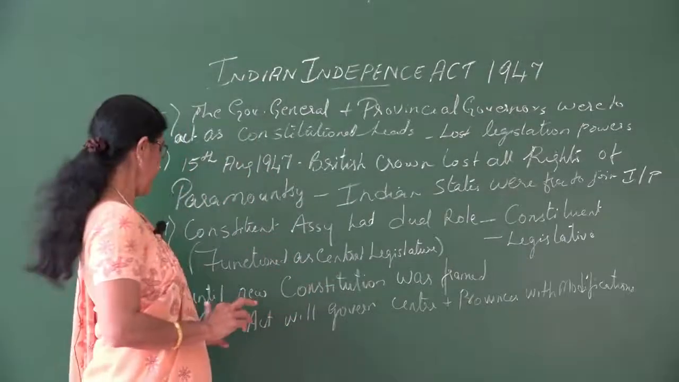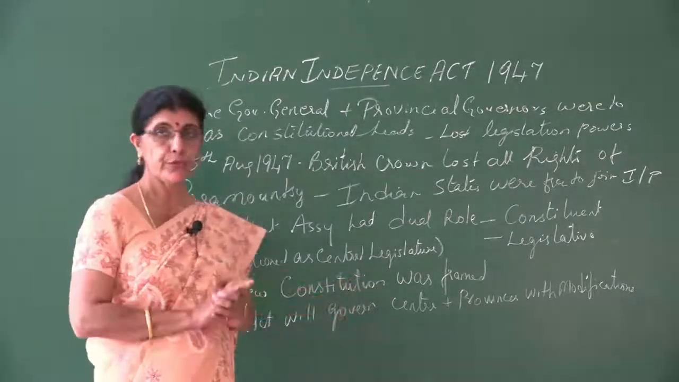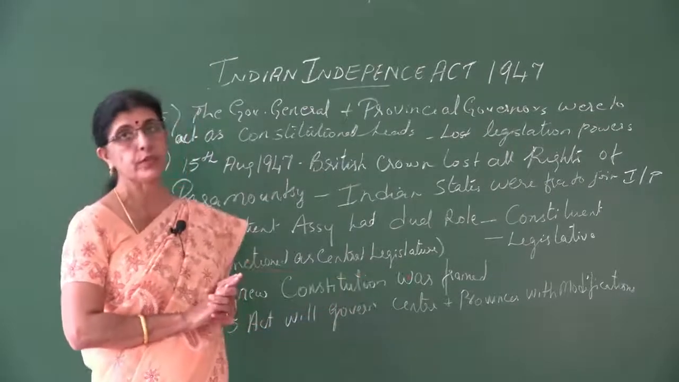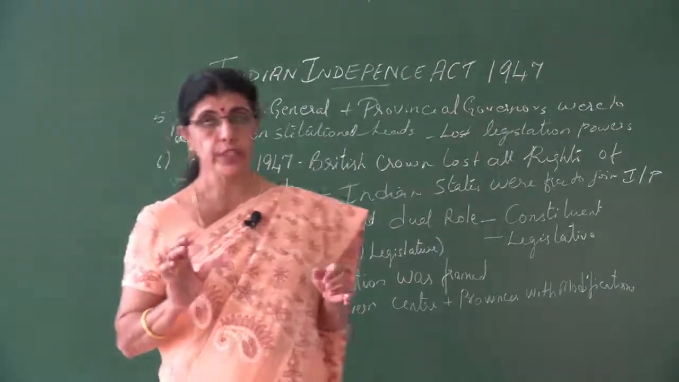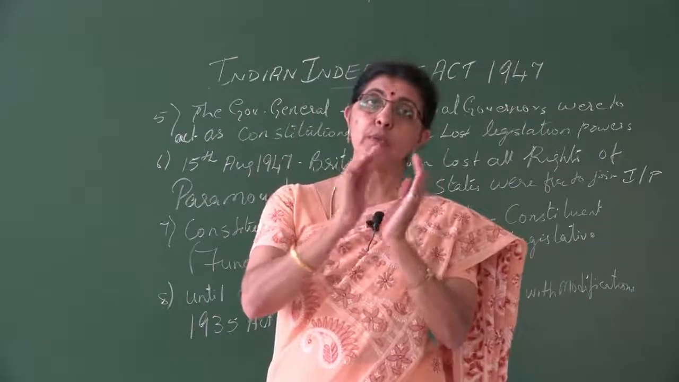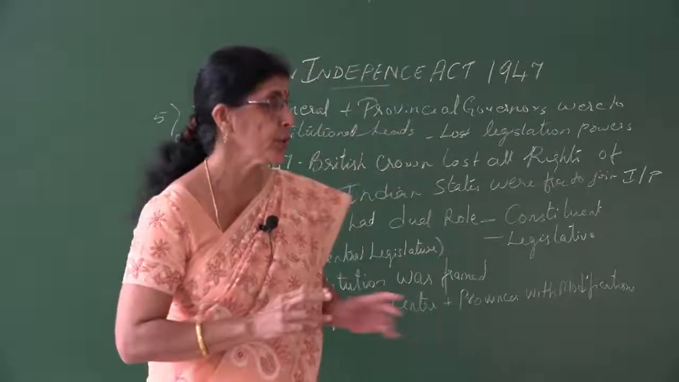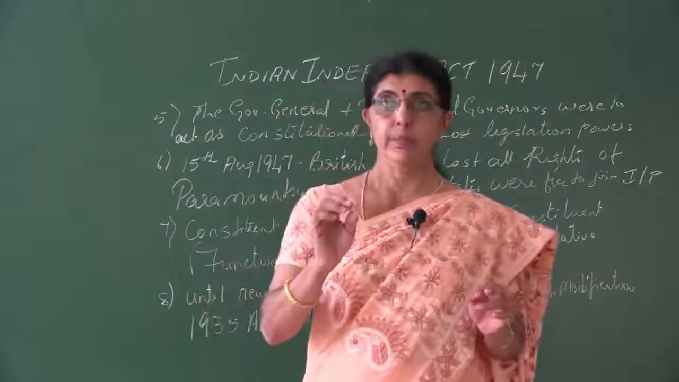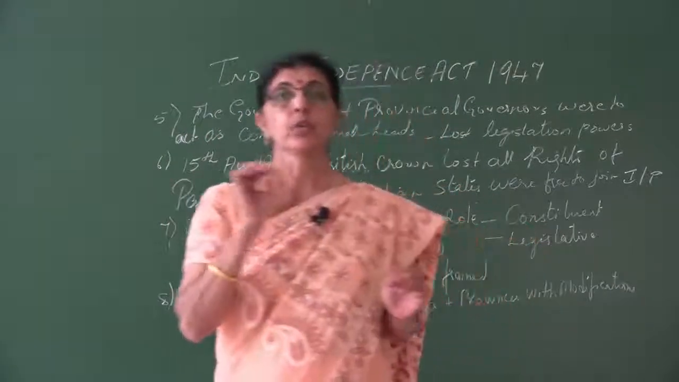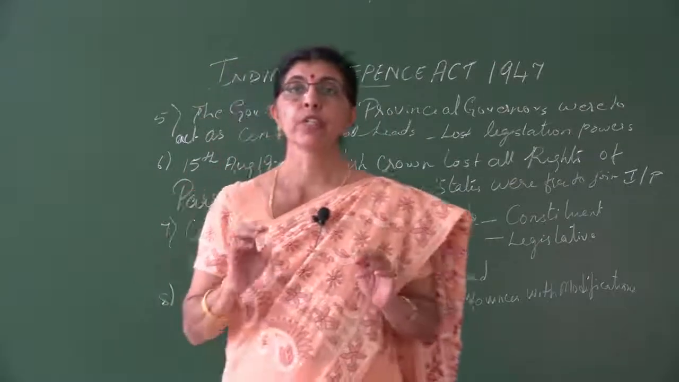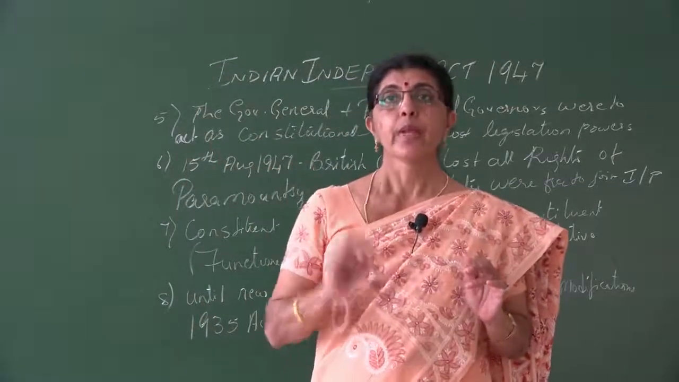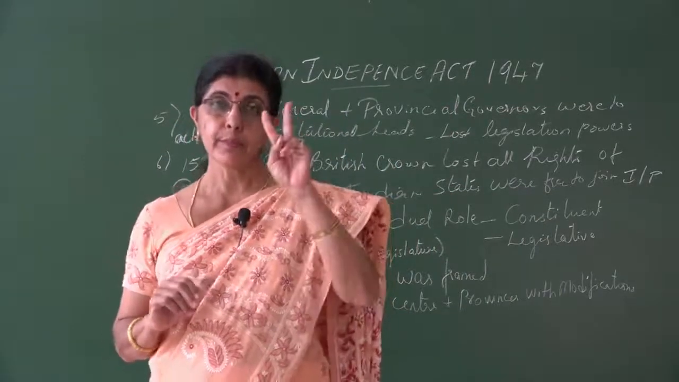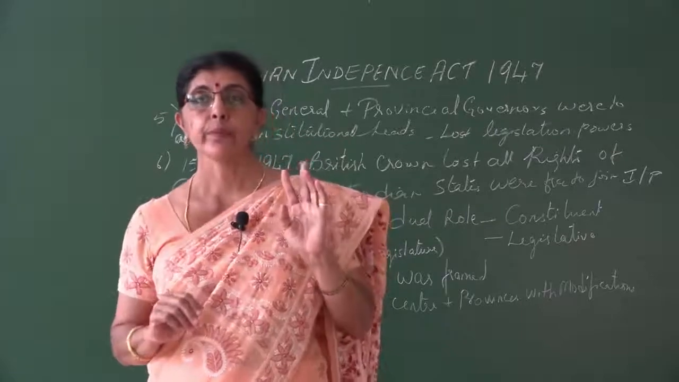Next, the 8th point: until the new constitution was framed, the 1935 Act will govern the center and the provinces with certain modifications, for as long as the Constituent Assembly takes to make the constitution. This 1935 Act will be in practice, and whatever they do will be with whatever modifications are required. After this Act was passed, India and Pakistan became two free nations.